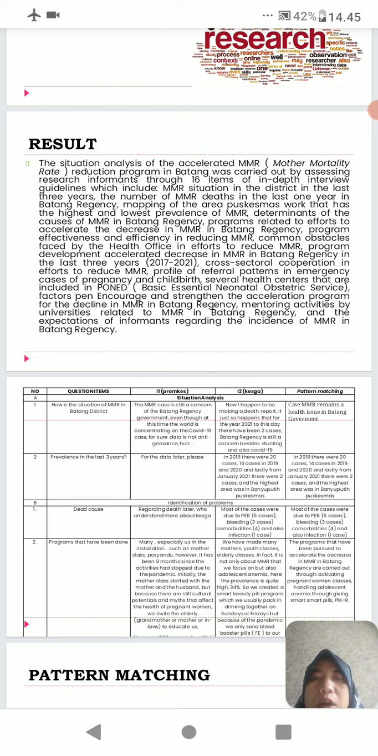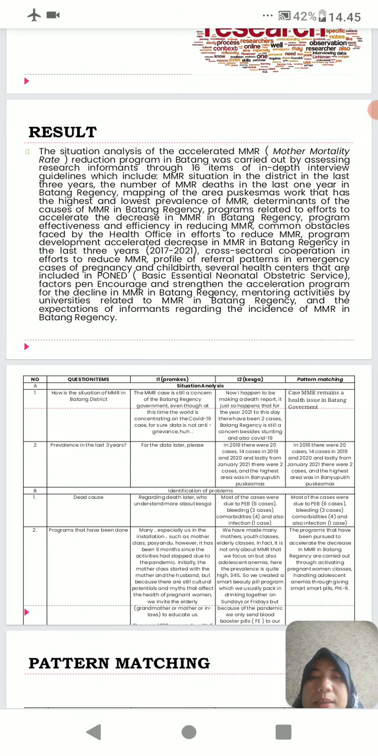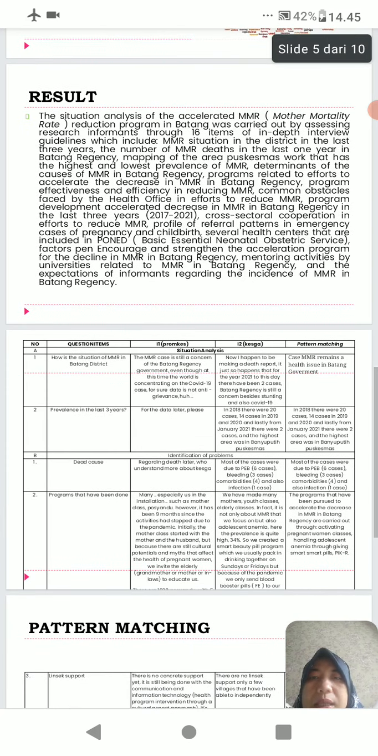determinants of the causes of MMR in Batang Regency, programs related to efforts to accelerate the decrease in MMR in Batang Regency, program effectiveness and efficiency in reducing MMR, common obstacles faced by the health office in efforts to reduce MMR, and program development for the accelerated decrease in MMR in Batang Regency in the last 3 years, from 2017 until 2021.